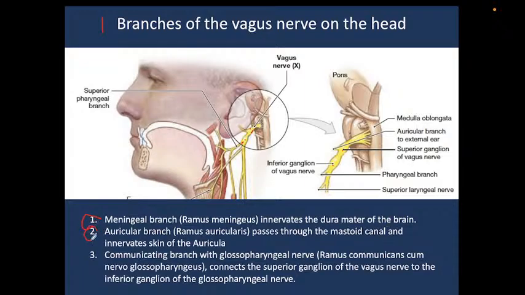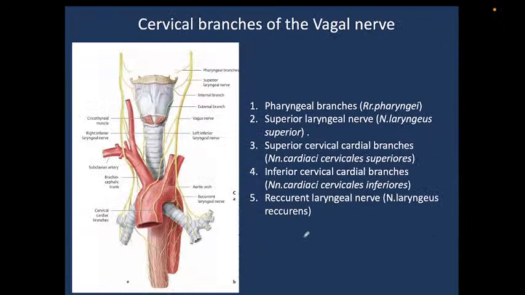Then the auricular branch, which is responsible for the skin of the auricle, and the communicating branch, which joins the glossopharyngeal nerve. So the glossopharyngeal nerve and vagus nerve have common functions, because they combine their fibers on the head. The cervical branch is the second group of the vagus nerve.